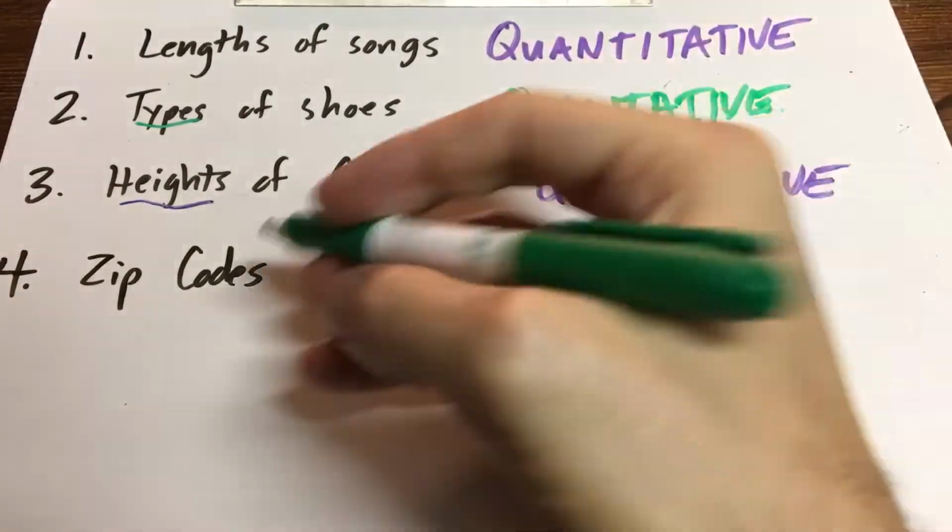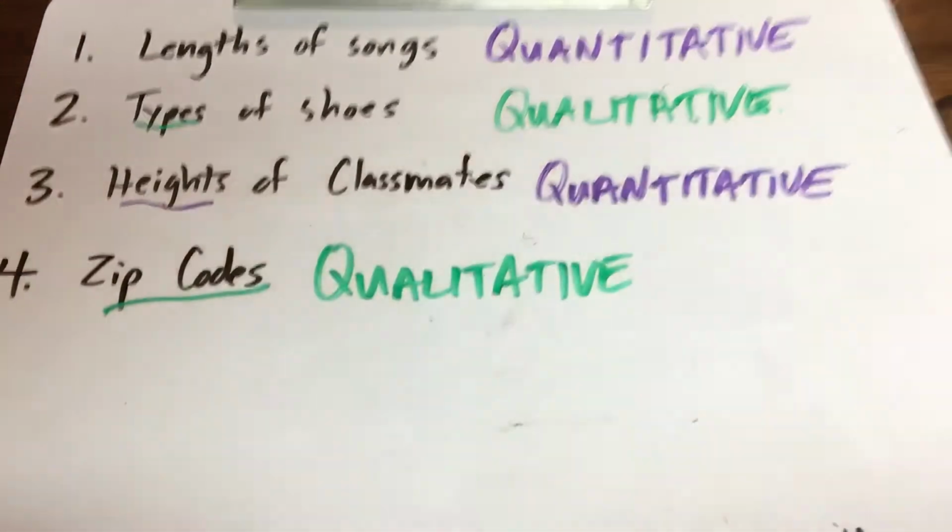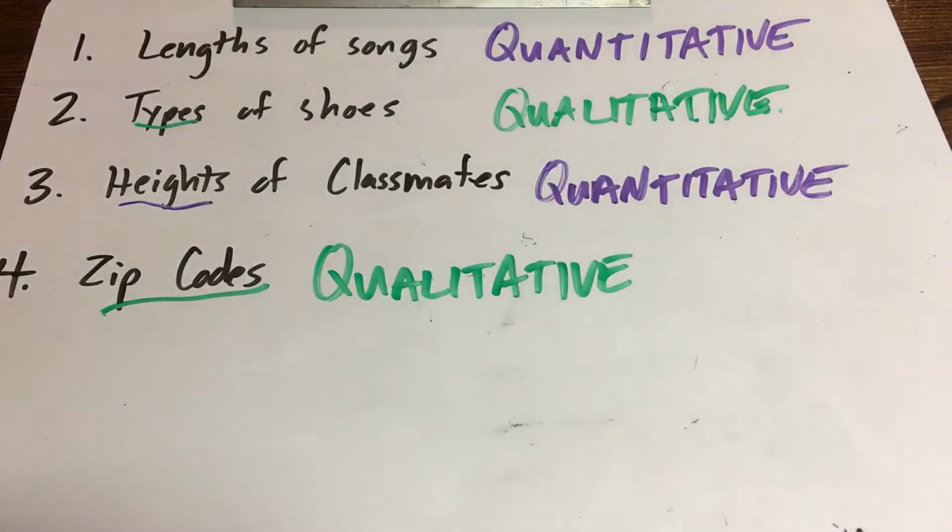Okay, so zip codes, phone numbers, jersey numbers, even though they have numbers in them, they aren't things that you can measure, right? And so those are going to be qualitative. All right, we're moving right along. Today's video is not going to be very long, guys.